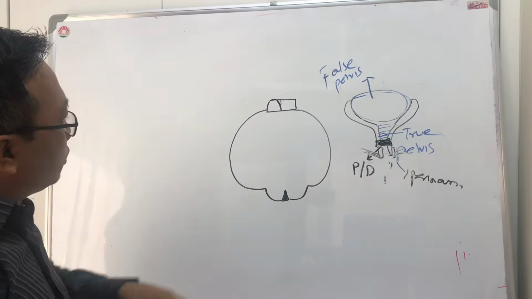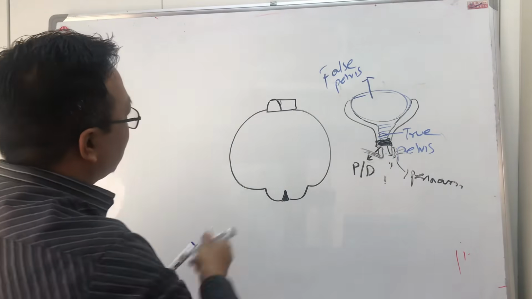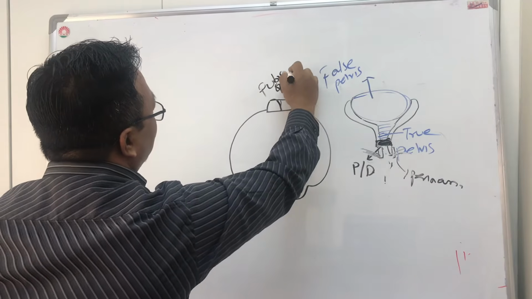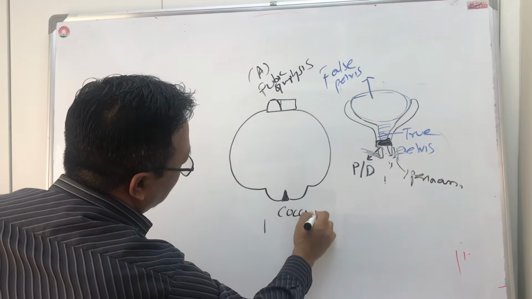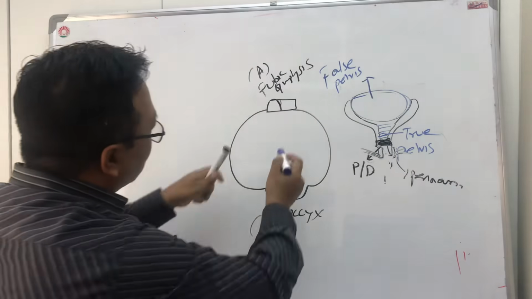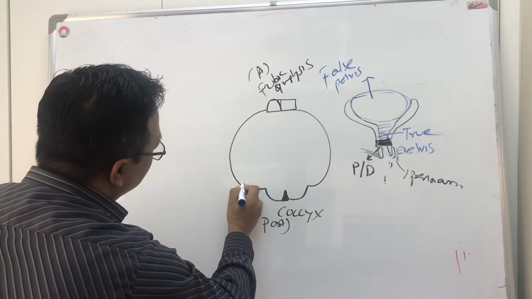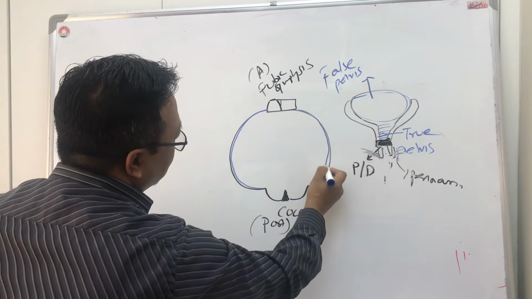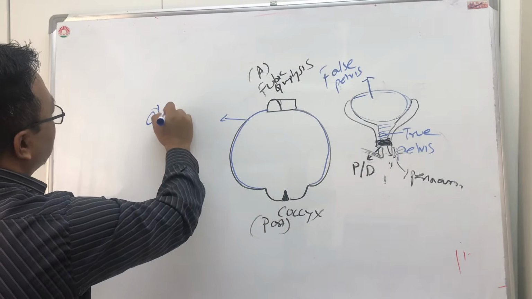Okay. So if we look at the pelvic brim, anteriorly we have the pubic symphysis, and posteriorly we have the coccyx. It is surrounded by the obturator internus muscle. Okay, so this blue is the obturator internus muscle.